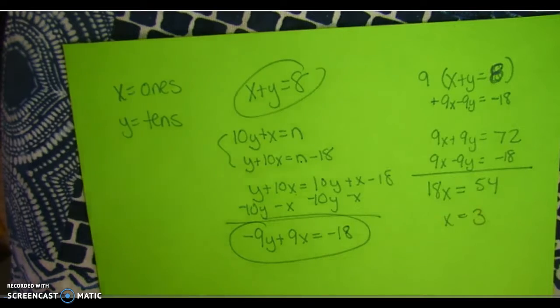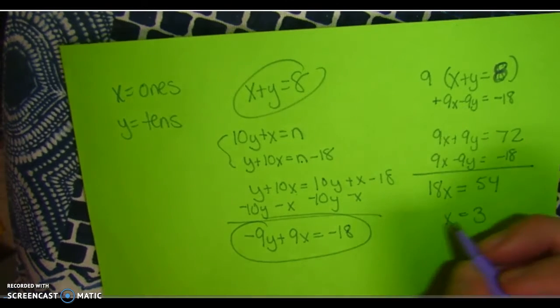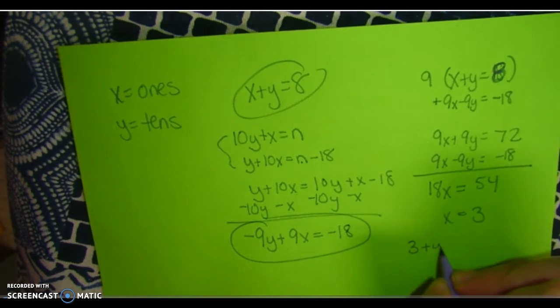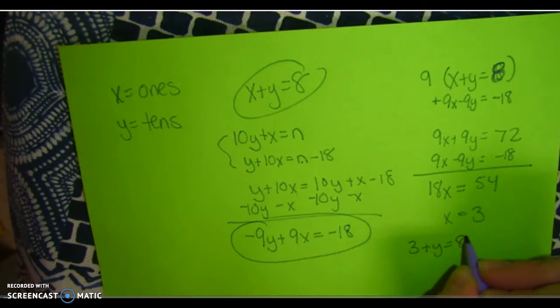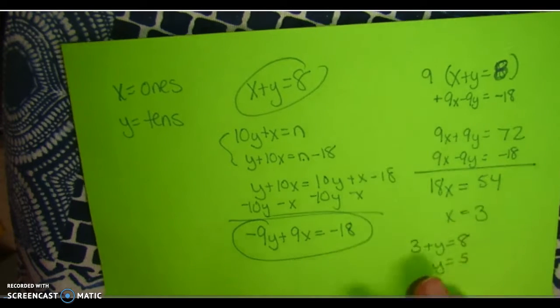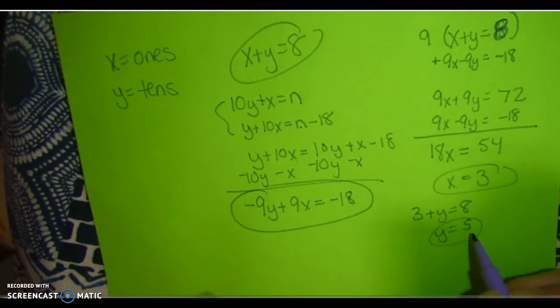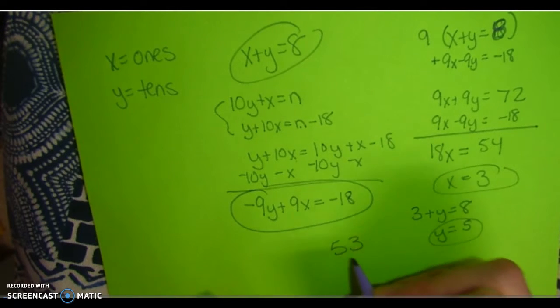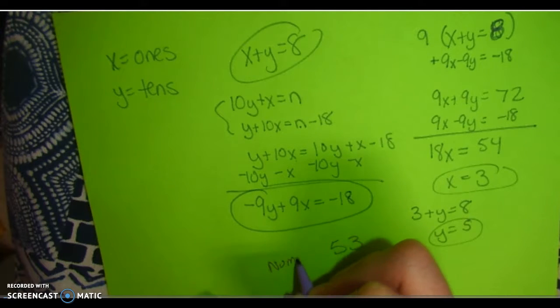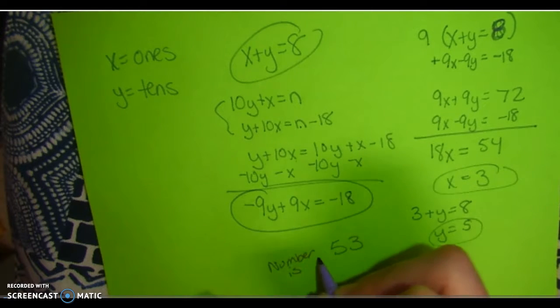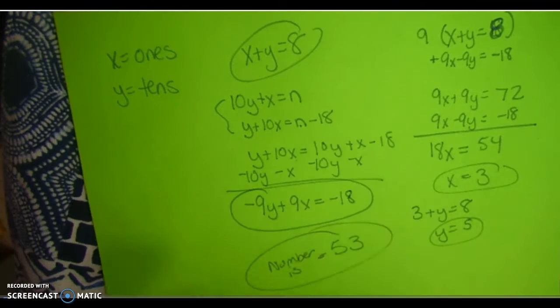So I know my ones digit is going to be a 3. And then I can plug that in. 3 plus something gives me 8, so y has to be 5. So I know my 3 is my ones, my 5 is my tens, so the number is 53.